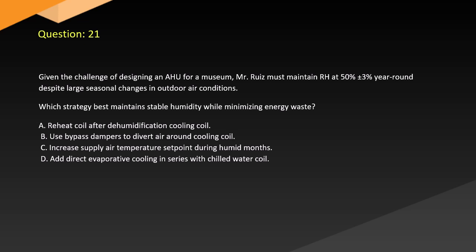Question 21. Given the challenge of designing an HVAC system, a museum must maintain 50% plus or minus 3% relative humidity year-round despite large seasonal changes in outdoor air conditions. Which strategy best maintains stable humidity while minimizing energy waste? A. Reheat coil after dehumidification cooling coil. B. Use bypass dampers to divert air around cooling coil. C. Increase supply air temperature set point during humid months. D. Add direct evaporative cooling in series with chilled water coil.